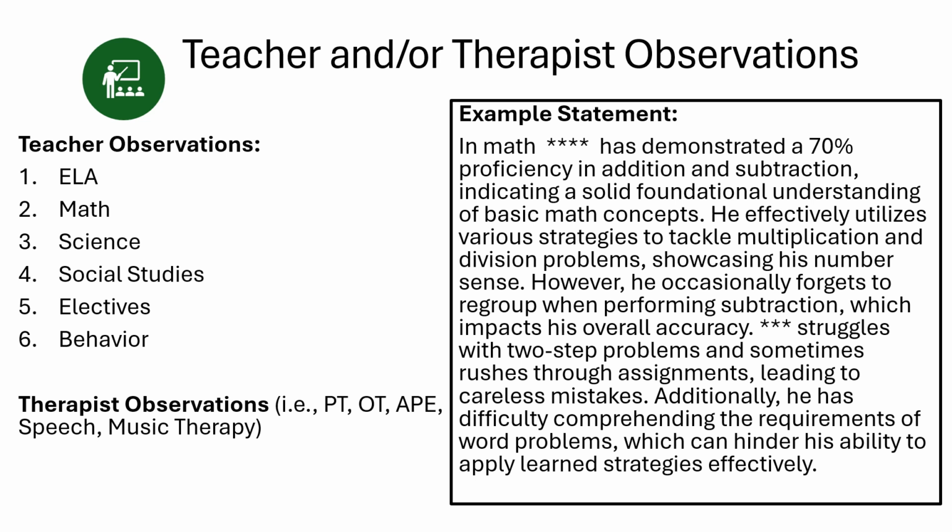However, he occasionally forgets to regroup when performing subtraction, which impacts his overall accuracy. Okay, stop. Golden nugget of information. 70% proficiency in addition and subtraction, but he understands how to do addition and subtraction, and he is having trouble with regrouping. He understands the concepts, but he's having trouble with regrouping.